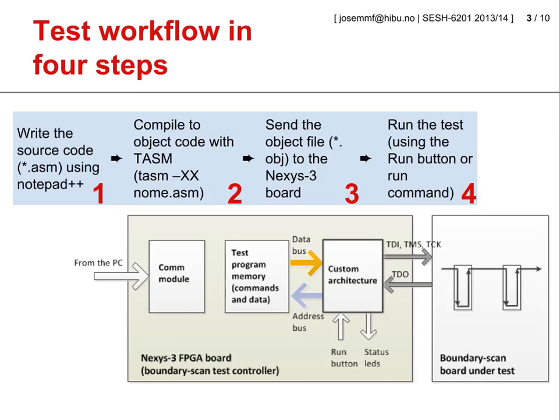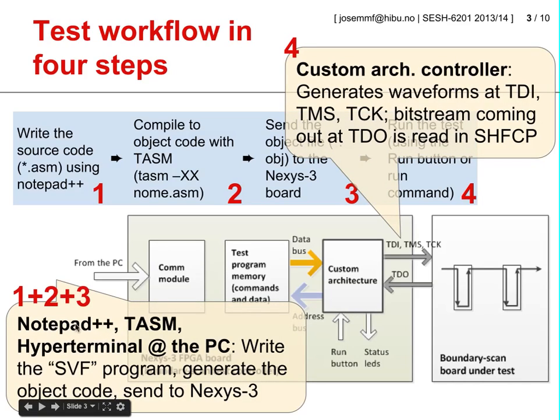Now, you may recall that the test workflow comprises 4 steps, and the first 3 of them will take place at the PC side. That is to say, it will be at the PC that we start by writing the source code using Notepad++, for example. Then it will be at the PC side yet that we use the TASM cross-assembler to compile the source code to object code. And finally, it will still be at the PC side that we use the hyperterminal utility to transfer the object code into the Nexus 3 board.